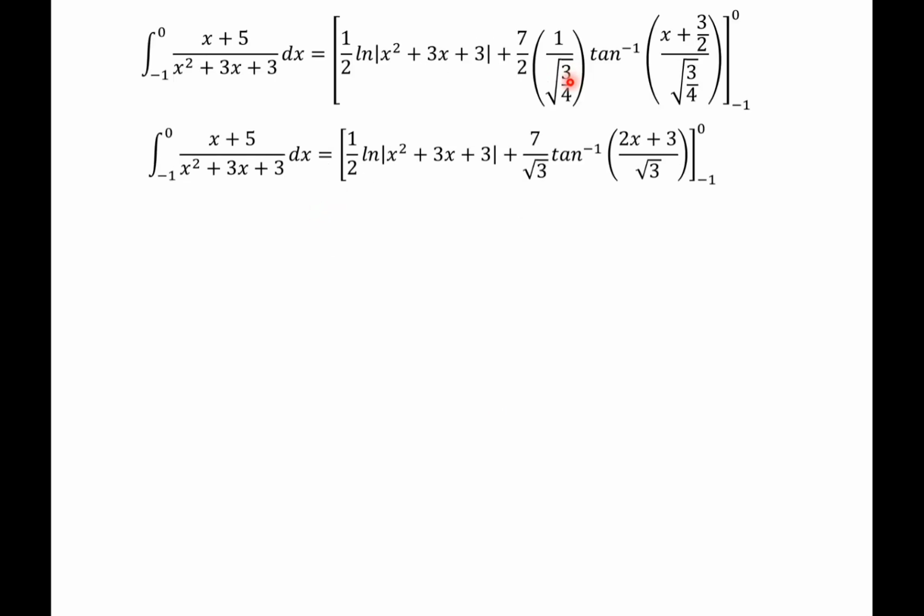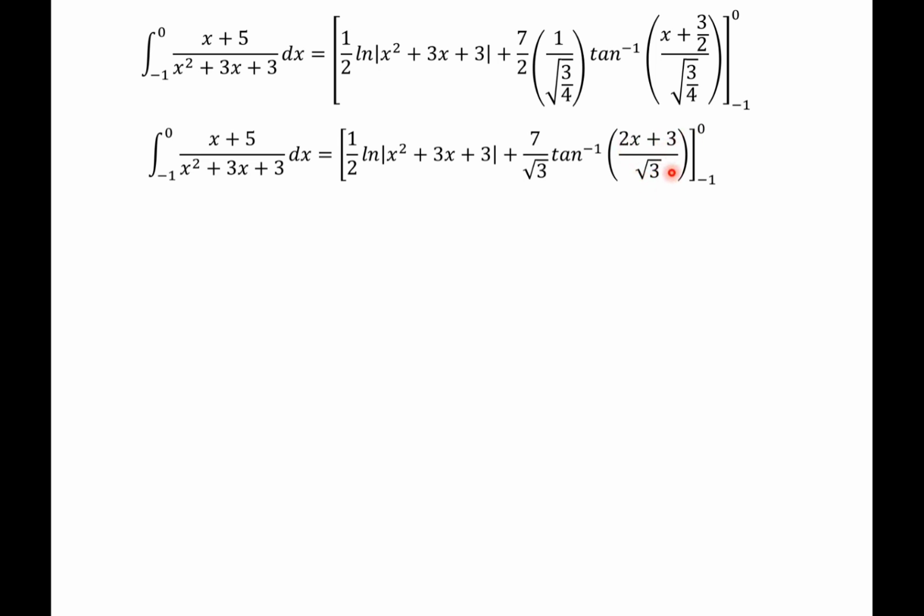And from there, we can first simplify the second term here, which looks complicated, by having 7 over 2 times 1 all over the root of 3 over 2. And when you have root of 3 over 2, 2 cancels this other 2, and then you have 7 over root 3, tan inverse of, again, the root of 3 over 4 gives root 3 over 2, and then dividing, you would have that x plus 3 over 2 is multiplied by 2 over root 3. Expanding 2 at the numerator, you then get 2x plus 3 all over the root of 3.